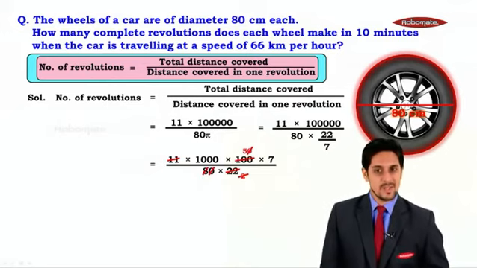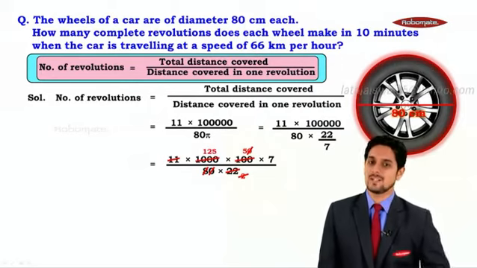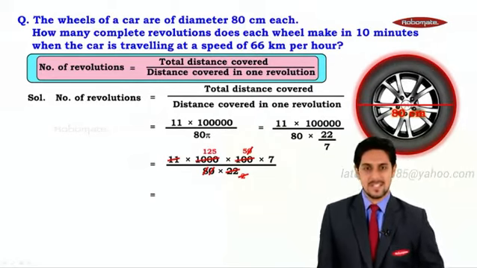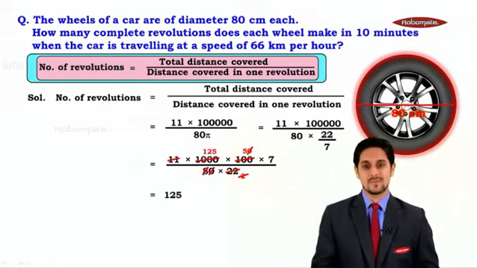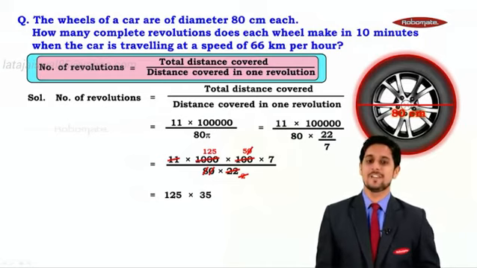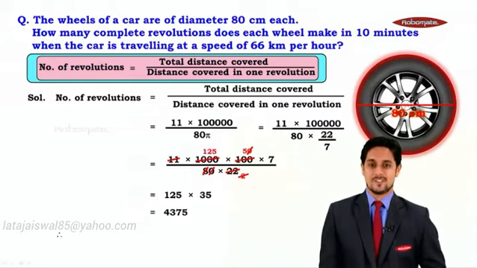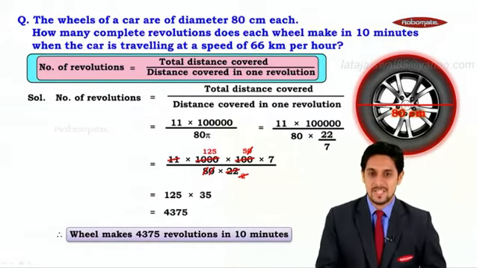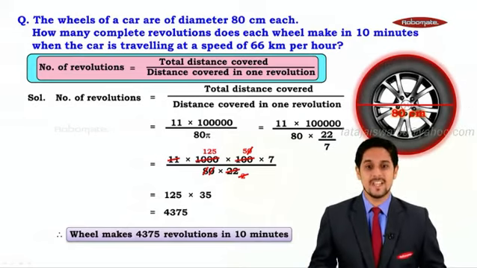We have 8 into 1 is 8 and 8 into 125 times as 1000. So we are left with 3 terms, that is 125 into 5 into 7, which is 125 into 35. The product of the two terms gives us the value as 4375. So we can say that the wheel makes 4375 revolutions in 10 minutes.